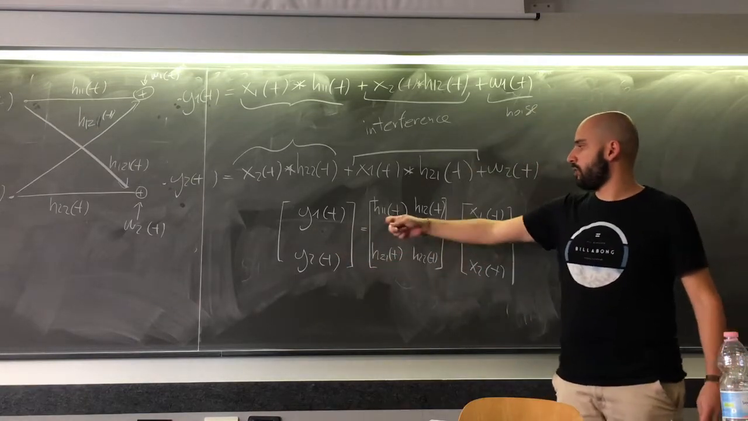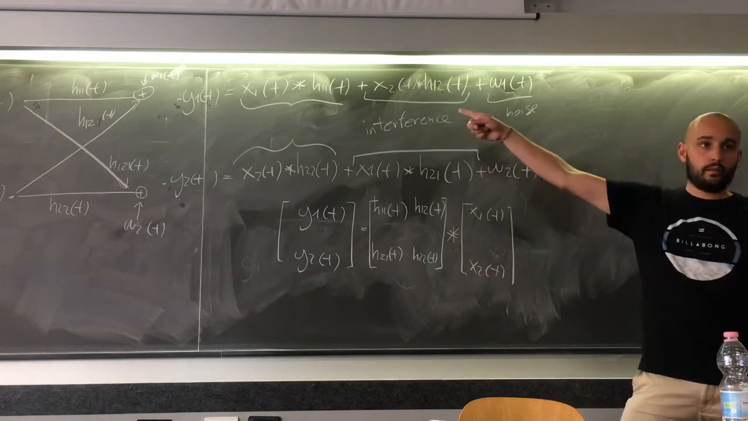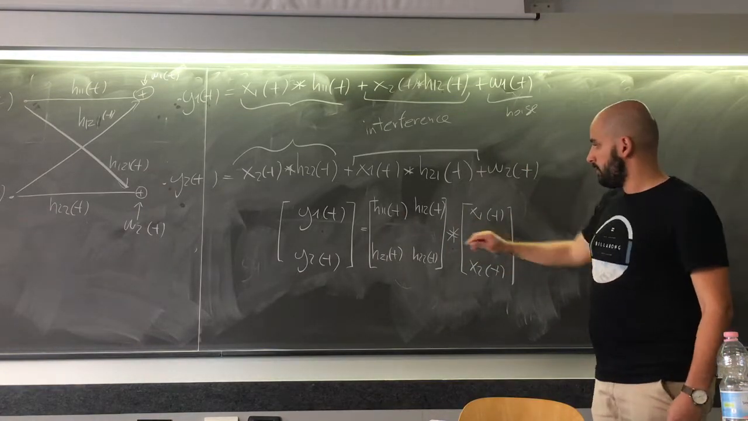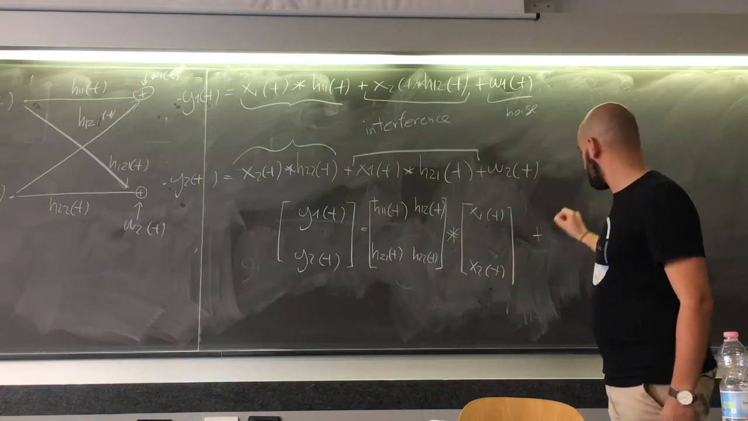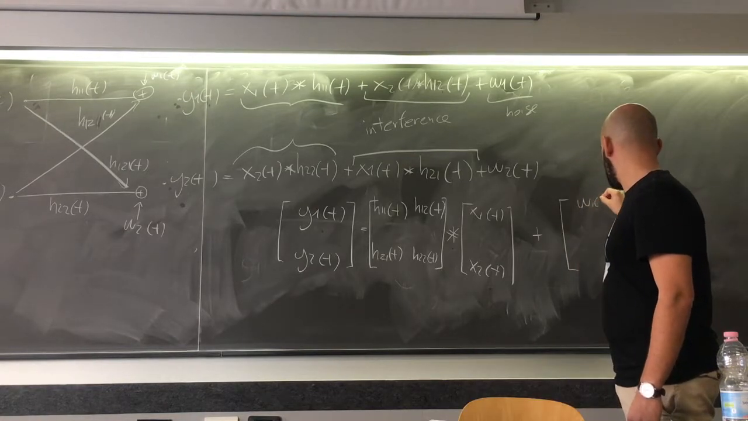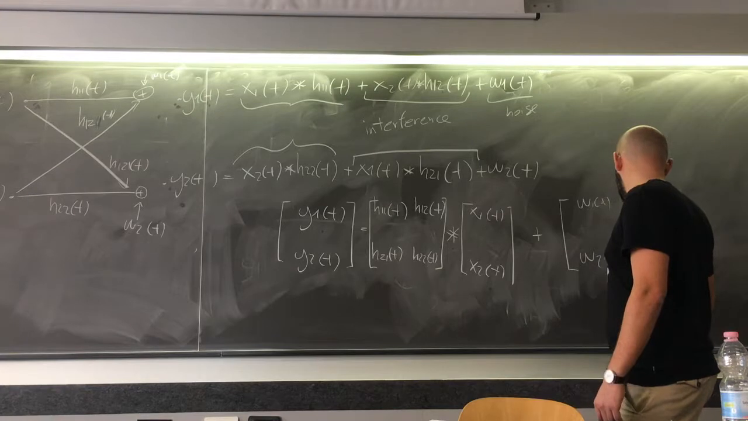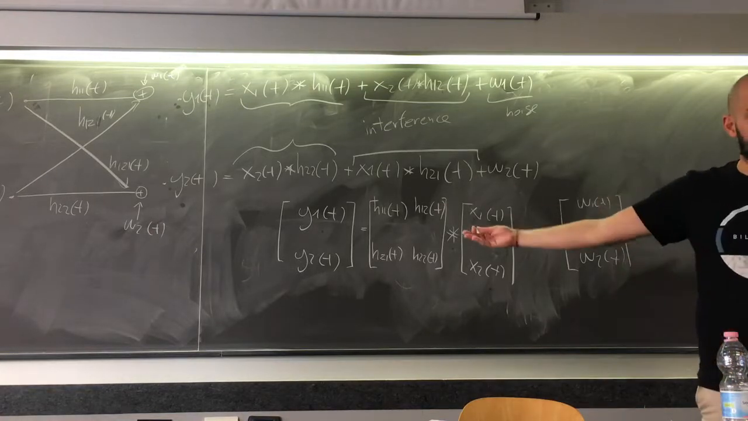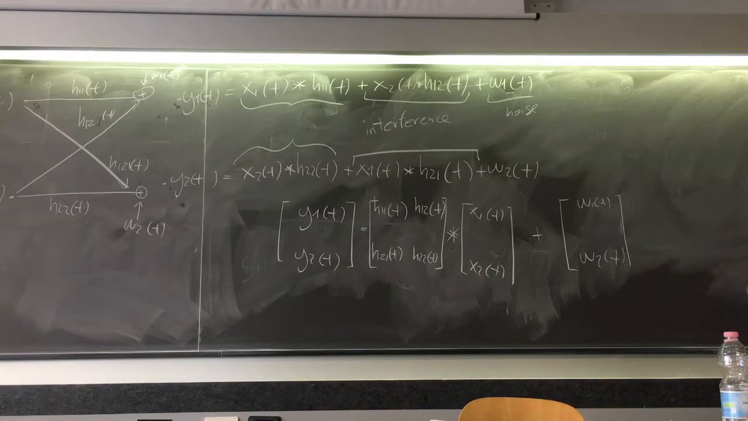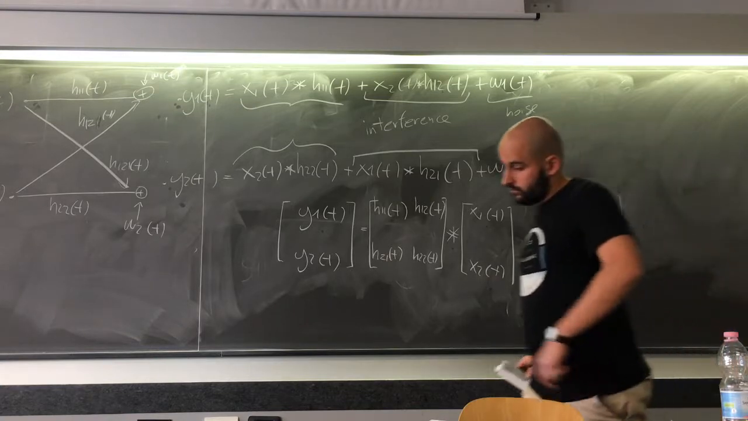Y1 is equal to h11 convolved with X1 plus h12 convolved with X2, right? And then, as always, you have the noise. We are almost there, but we do not yet have a tractable expression. We still have convolution. We want to make it like a matrix notation, and to do this, let's first analyze an easier example.